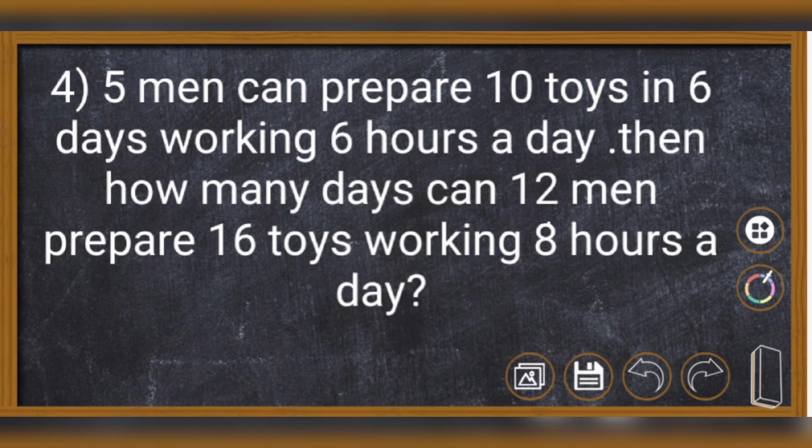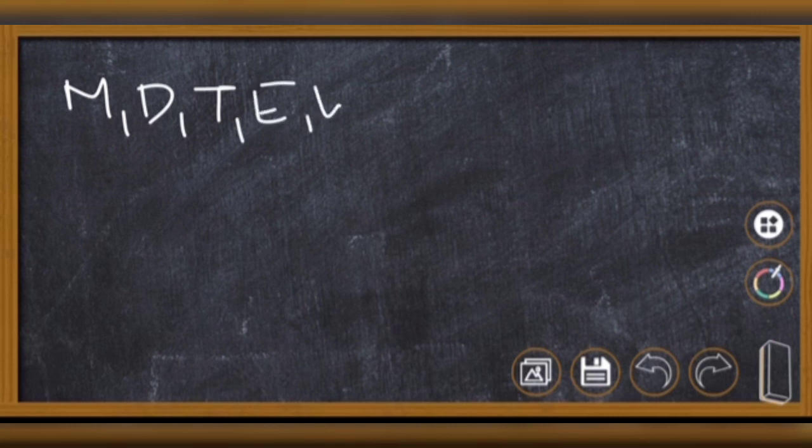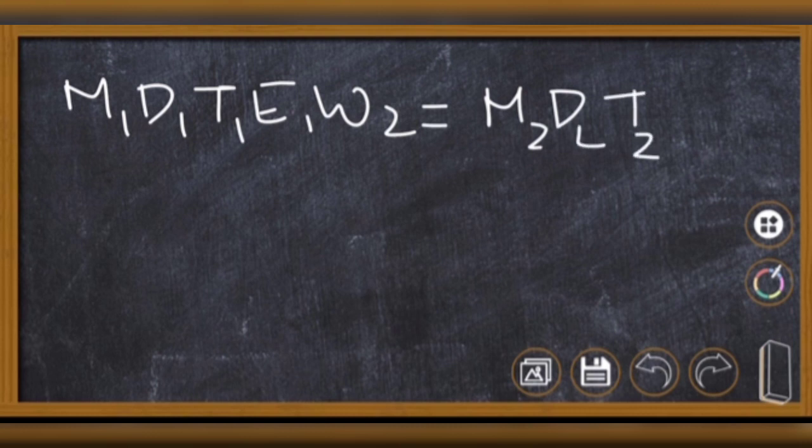Now the next question. 5 men can prepare 10 toys in 6 days working 6 hours a day. Then how many days can 12 men prepare 16 toys working 8 hours a day? So here the number of men is given, toys, that is work, is given, and the number of hours is given. We have to find the number of days. So we will substitute that in the equation. M1 into D1 into T1 into E1 into W2 is equal to M2 into D2 into T2 into E2 into W1.